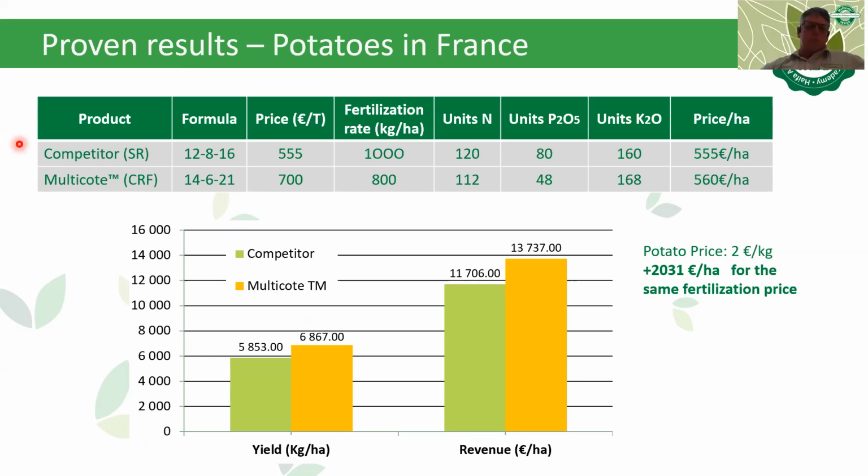And what is important to note here is that our competitor here was a slow release product, a nitrogen slow release product. I won't mention the name, but you can see we applied different formulas, and basically our fertilizer cost was the same per hectare. So we're sitting there with a good profit on this field.